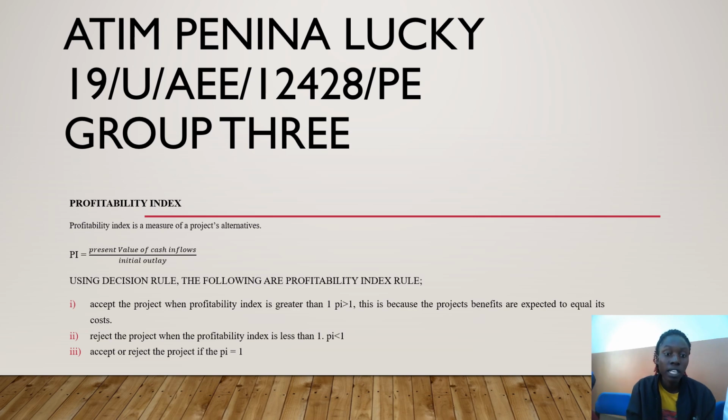Now, using a decision rule, the following are the profitability index rules. First, accept the project when the profitability index is greater than 1, meaning that the project benefits are expected to be equal to its cost. The second rule is reject the project when the profitability index is less than 1. Accept or reject it when it is equal to 1.